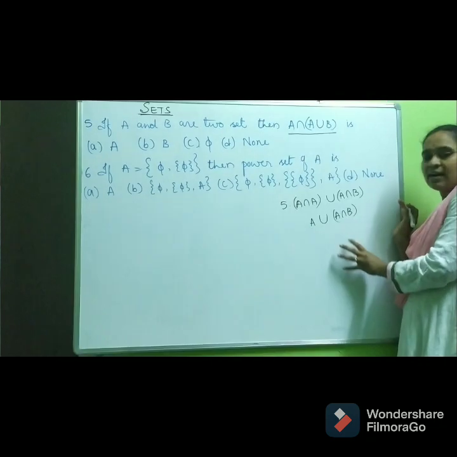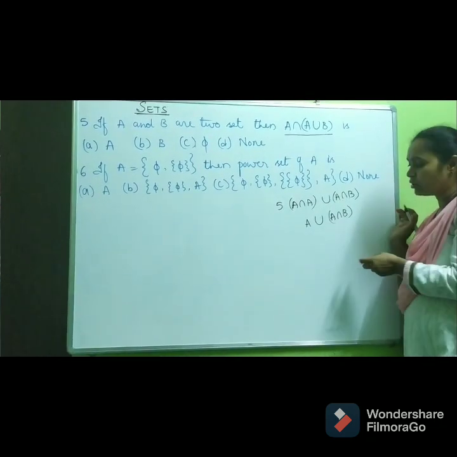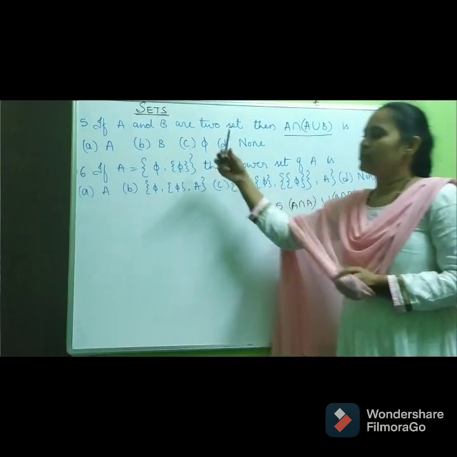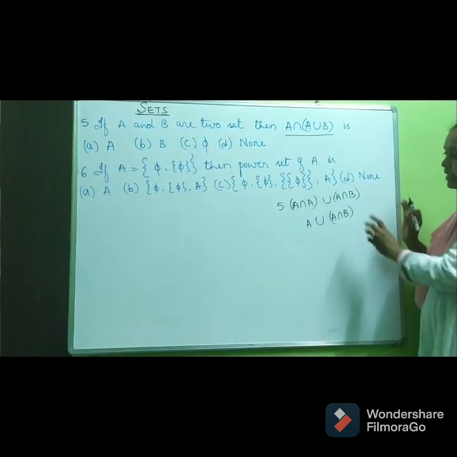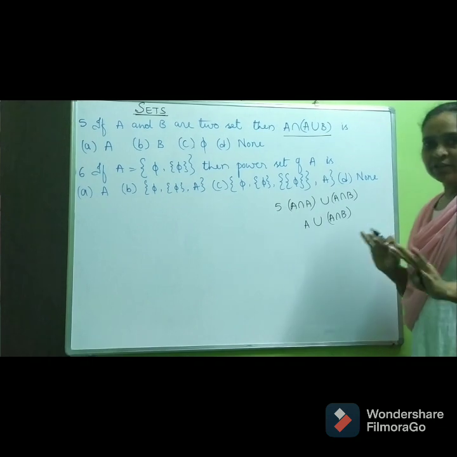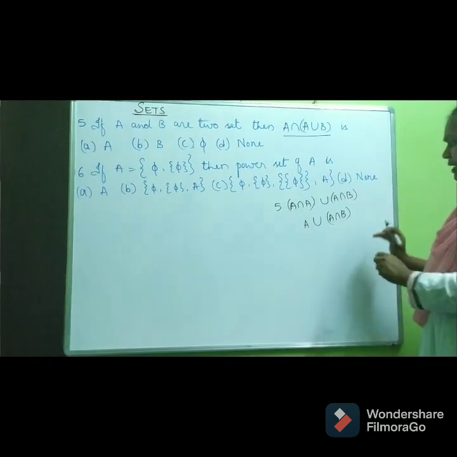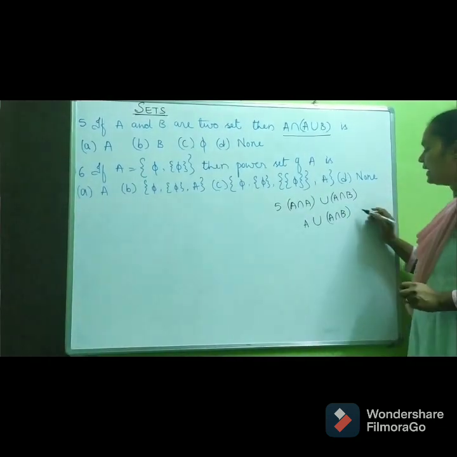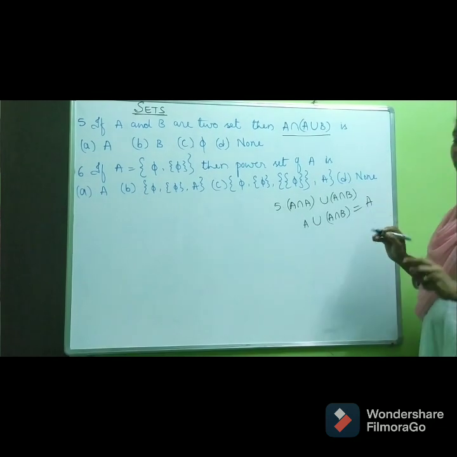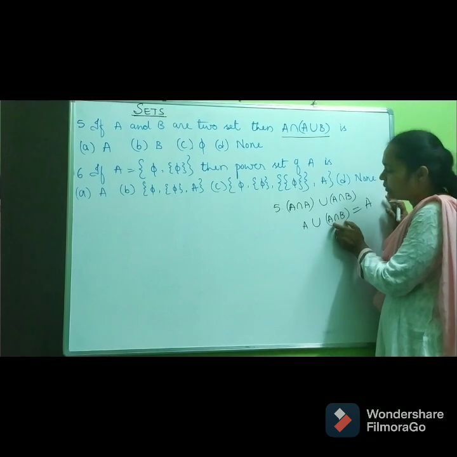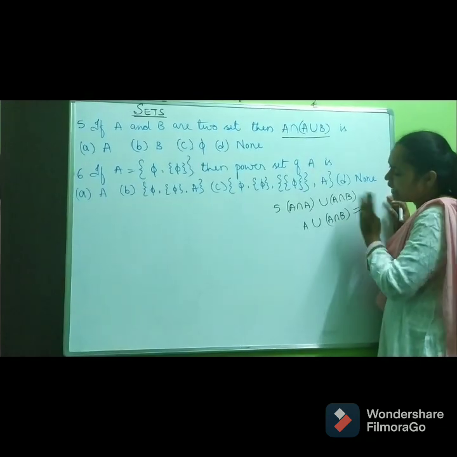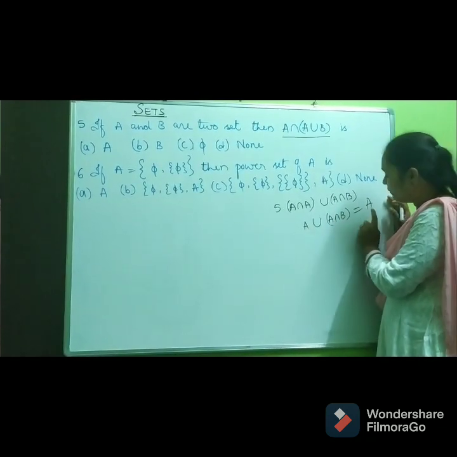It looks like unsolved. Look at the options: A, B, null set, none. But to avoid your confusion, I will show you one thing. By looking at this, easily you can say this is equal to A. Because A intersection B means the common elements of A and B will be there. Along with that, you have to take A. So it will become A.